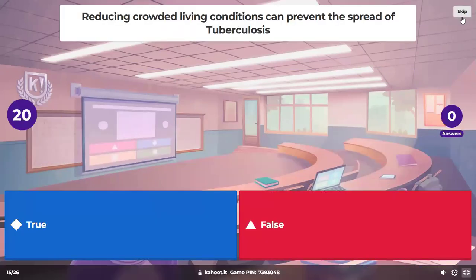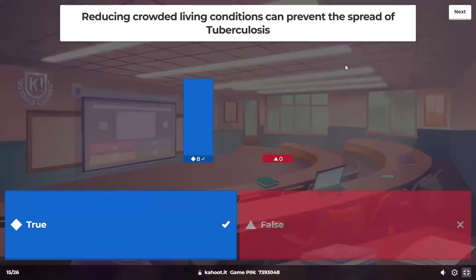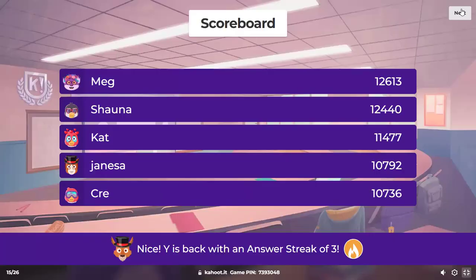Does reducing crowded living conditions prevent the spread of tuberculosis? If tuberculosis was in an area, a homeless shelter, or just a home where there's crowded living conditions, would decreasing or reducing help? Okay.